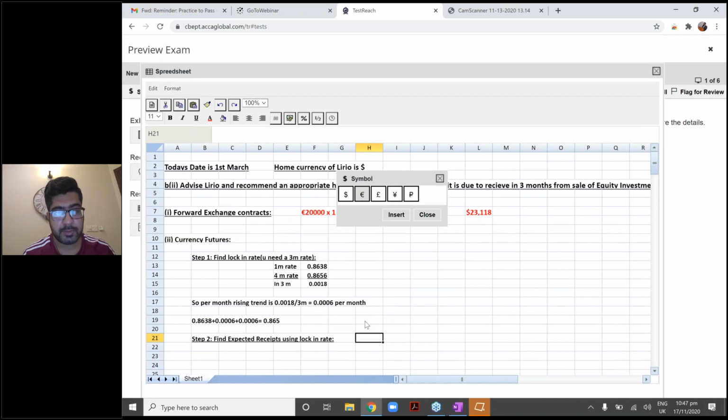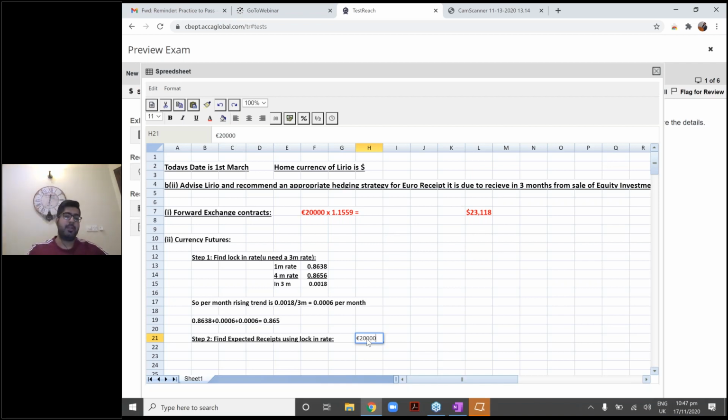How much was the receipt? It was euro 20,000. So you need to find expected receipts using this lock-in rate, and the lock-in rate is 0.865. So euro 20,000 is the receipt, and you need to find expected receipts using the lock-in rate of 0.865.